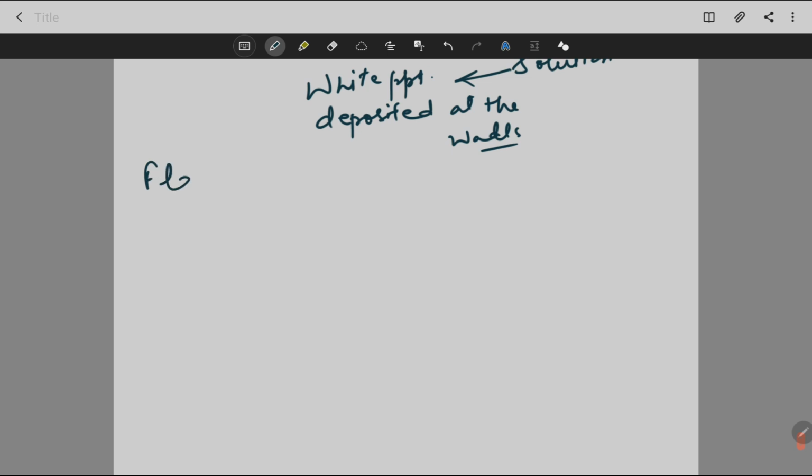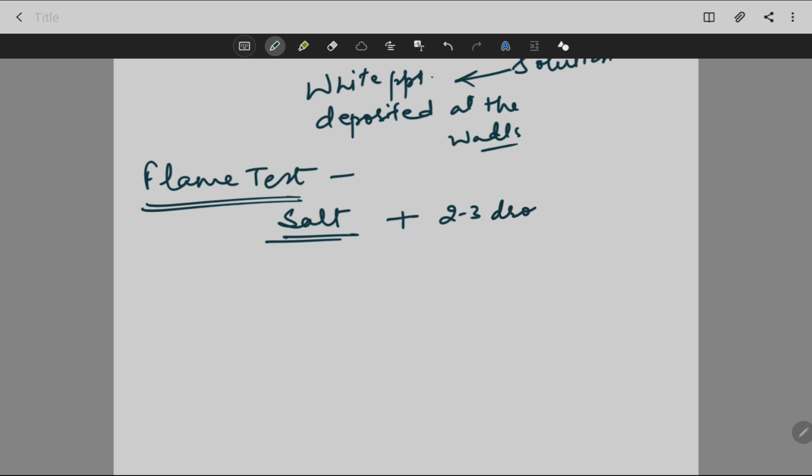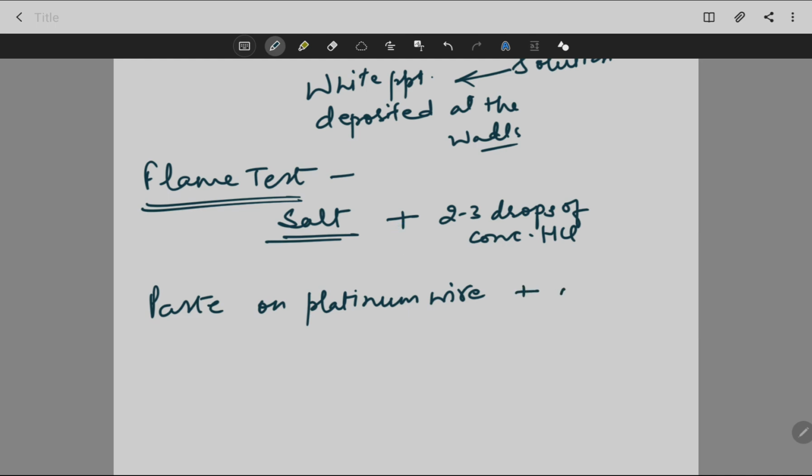But apart from this, there is another confirmatory test also, that is the flame test. For group 5 we perform the flame test also. How do we perform the flame test? We make a paste. We take a pinch of salt in a watch glass, and to this salt add 2 to 3 drops of concentrated HCl. This paste will be taken on a platinum wire, of which we have already made a loop, and we will take this platinum wire in the oxidized flame, the blue flame.